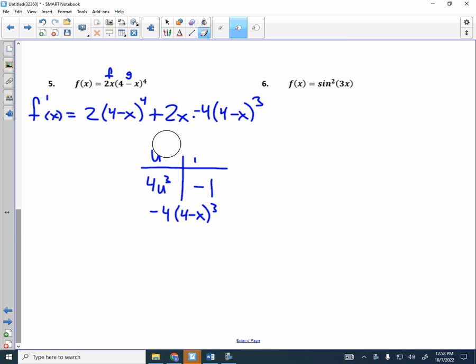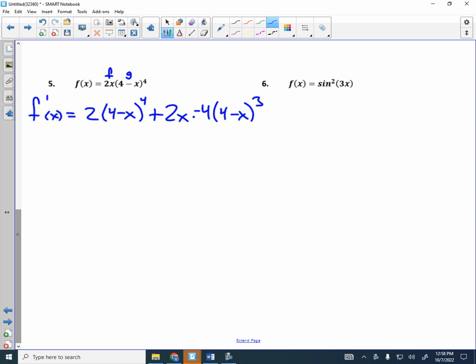Now, anytime you use the product rule in combination with the chain rule in that way, you must write it in factored form. That's the way it's always expressed on the AP exam. So we're going to do that. 2 times 4 minus x raised to the 4th power. And it's a minus 8x times 4 minus x to the 3rd power. So all I've done is just multiply those two pieces together. Is everybody okay with that step? Yeah. All right, let's go through the factoring now.